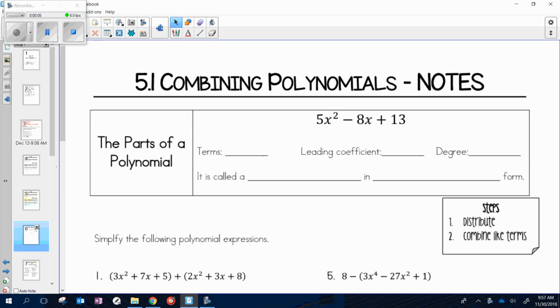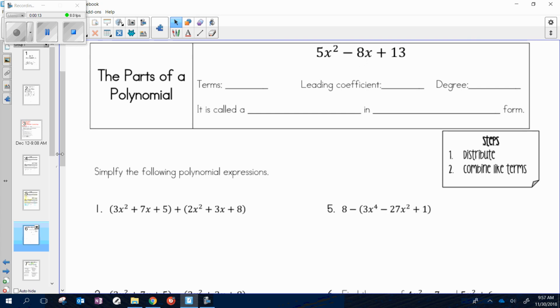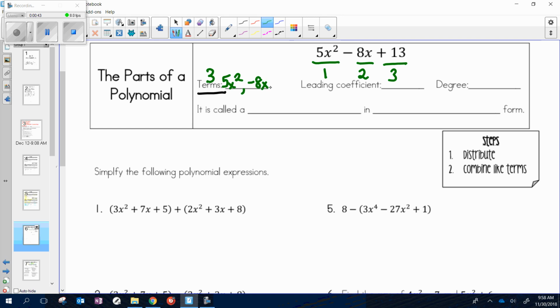We're going to get started with our notes on 5.1, where we're going to learn about combining polynomials. When we're looking at a polynomial, we want to learn about the parts of the polynomial first. So I'm looking at our polynomial here, the 5x squared minus 8x plus 13. We have three different terms. So we have our first term, second term, and third term. So there's three terms, being the 5x squared, the negative 8x, and the 13.